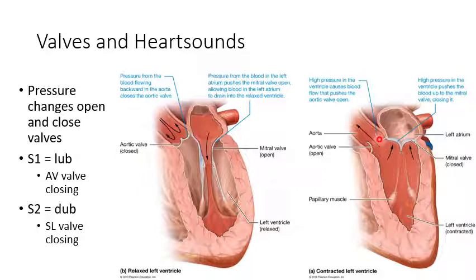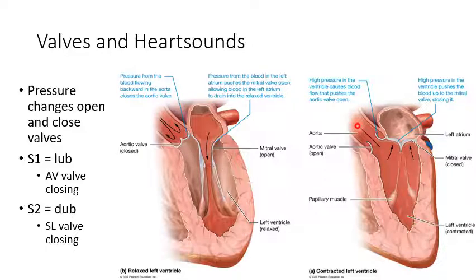For the SL valve, now you still have high pressure in the aorta. You always have high pressure in the aorta, but now you have extremely high pressure in the ventricles, which means that there's more pressure in the ventricles than there is in the aorta, and the blood in the ventricles is going to be able to force the SL valve open and leave the ventricle.